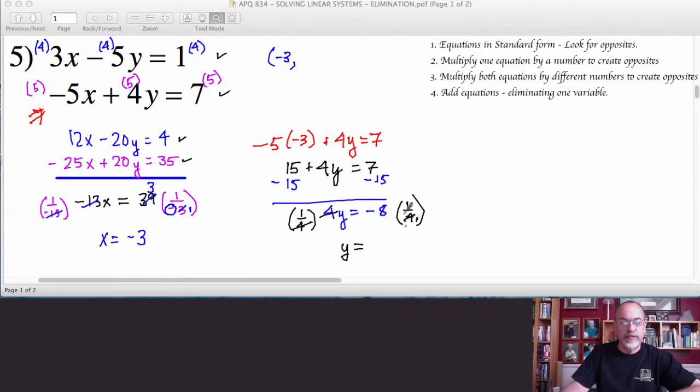4 and 8 are both divisible by 4, so dividing that by 4. That leaves me a negative 2 over 1, so y is a negative 2. So the y value of my solution is a -2. So the solution to this system is the ordered pair, -3, -2, using the elimination method.